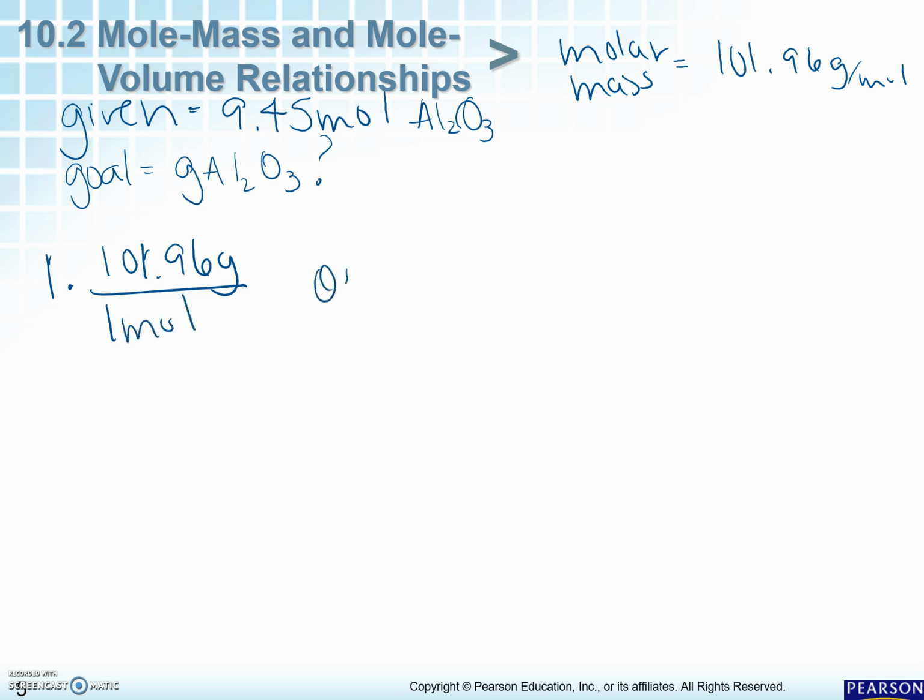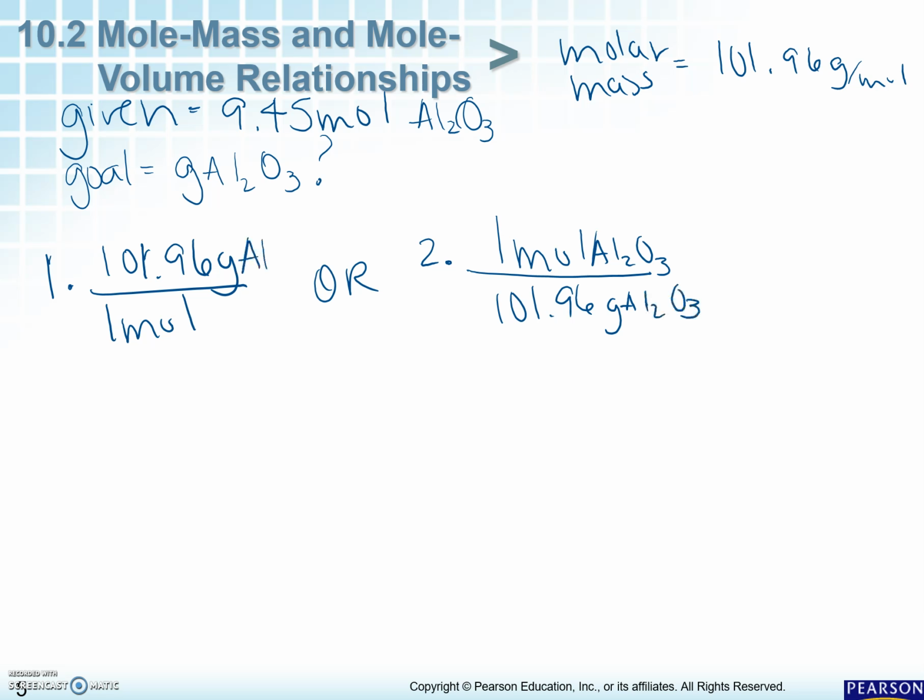Our other option, or our second option, is going to do the exact opposite. It's going to flip those upside down. So instead of having grams on top, you have 1 mole of that aluminum oxide on the top, and you have 101.96 grams of aluminum oxide on the bottom. And I'm going to make sure that I am labeling as I go so that whenever we do this in our calculation, we can see exactly what is canceling out.